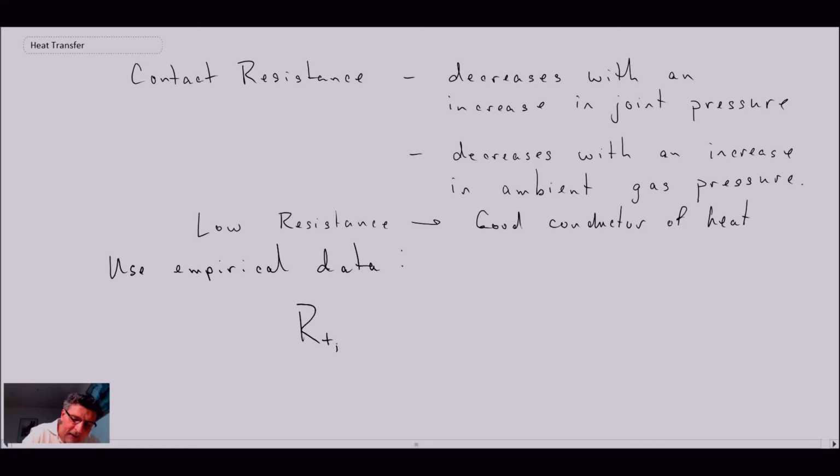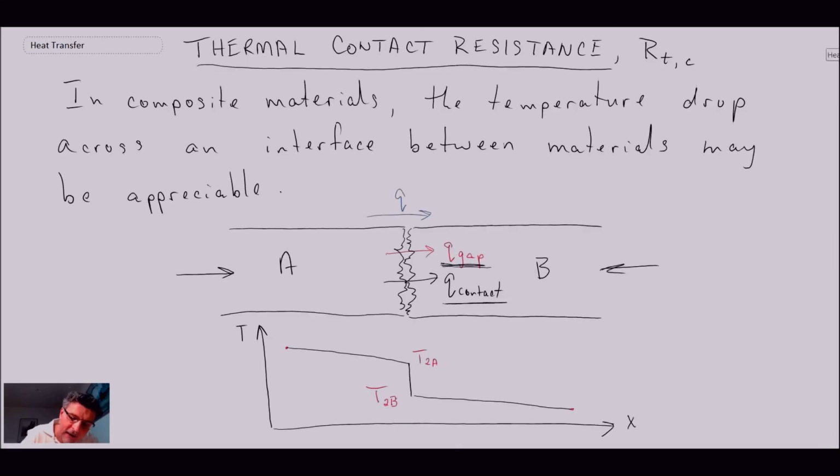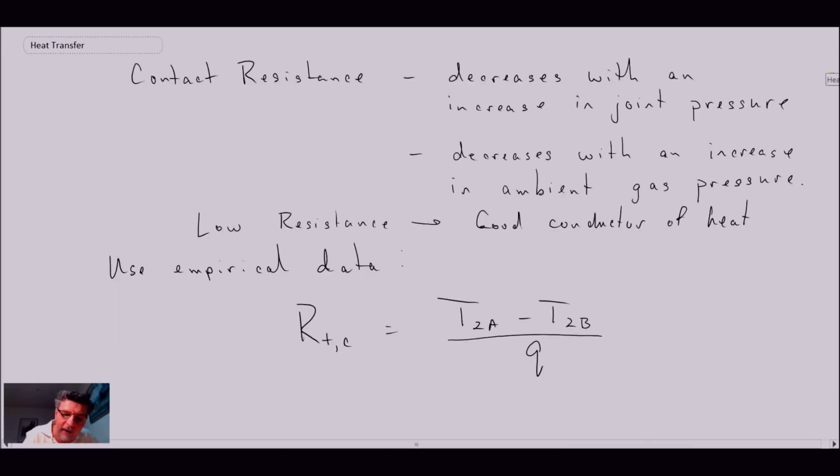And then the contact resistance itself is going to be R_TC = (T_2A - T_2B) divided by whatever the heat flux is going to be through that system. So looking back at our schematic, T_2A was the temperature before the gap, T_2B is the temperature after, and then Q is the total heat transfer going across that gap. So that's an equation that you can use.